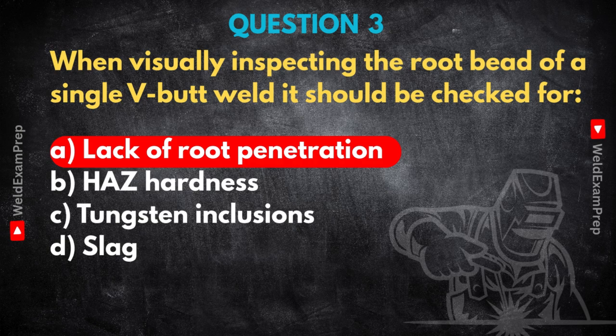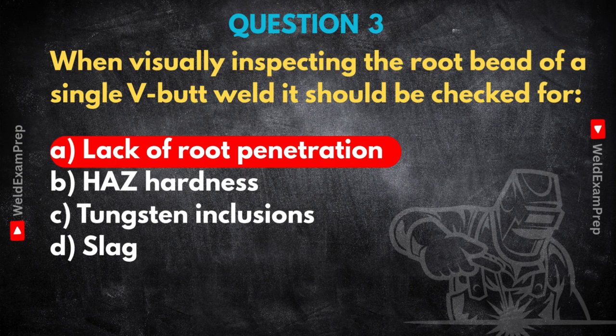And the others. Tungsten inclusions, C, that's mostly a TIG welding issue. You might see it, sure, but it's not usually the primary structural worry for the root itself like penetration is. And HAZ hardness, B. That's important, but you just can't see hardness. That needs specific testing, like a hardness tester. It's not a visual check item. Gotcha. So it really raises a key point for you to think about. Why is that root pass so vital? What makes lack of penetration such a serious problem in the real world?